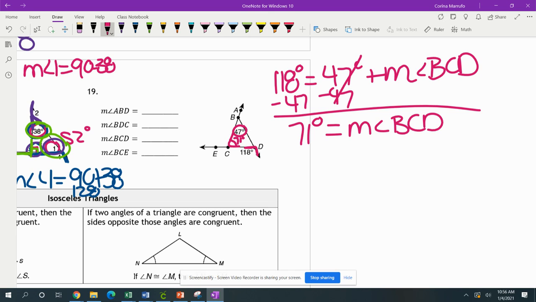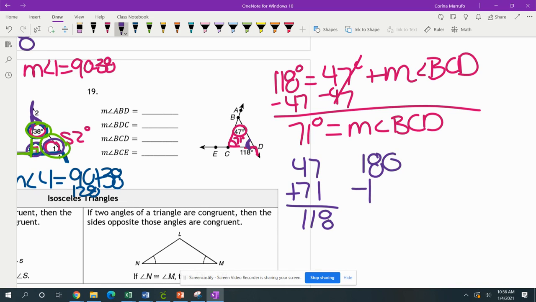Okay, so then to find this other angle here, we already know two angles of the triangle. We know one's 47 plus 71, that's going to give us 118. We subtract that from 180. So 180 minus 118 gives us 62. So that means this angle right here, I'm going to put an arrow, is 62 degrees.